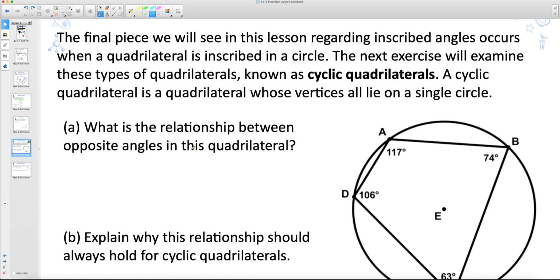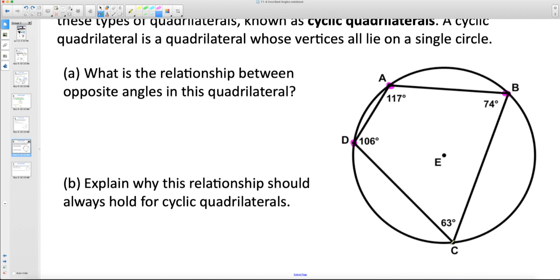It has to deal again with inscribed angles. And it's a special type of quadrilateral known as a cyclic quadrilateral. It's a quadrilateral where all of the vertices lie on a single circle. So on the circle, on the circle, on the circle, and on the circle. So it creates a quadrilateral if we connect all the points. And it says, what is the relationship between the opposite angles?